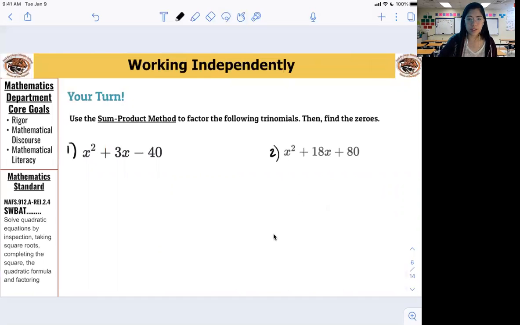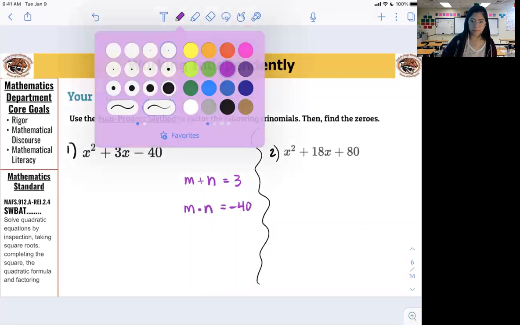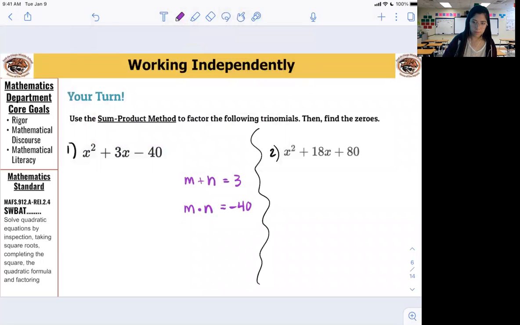But for all of these, let's quickly figure out together, for number 1, which one's the sum? Good, they have to add up to +3. And they have to multiply to make -40. And then for number 2, which one's the sum? They have to add up to 18 and multiply to make 80.